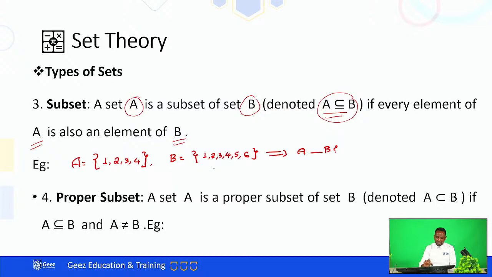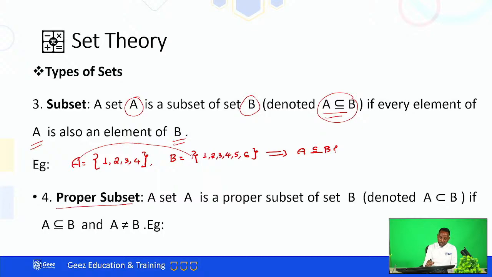As you can see, every element of A is in B. So if every element of A is in B, then we can say that A is a subset of B by definition. That means A is part of B. That's what we call a subset. Okay? All right. So I hope you got me.